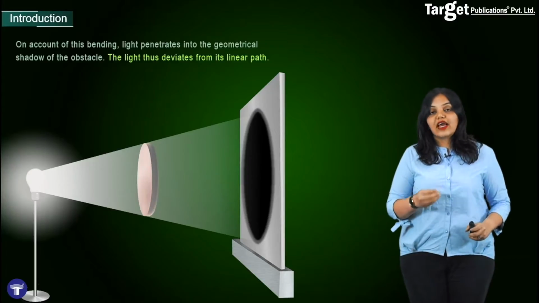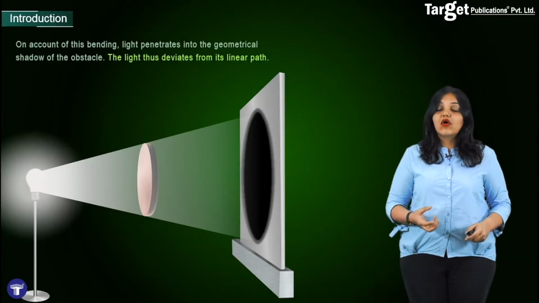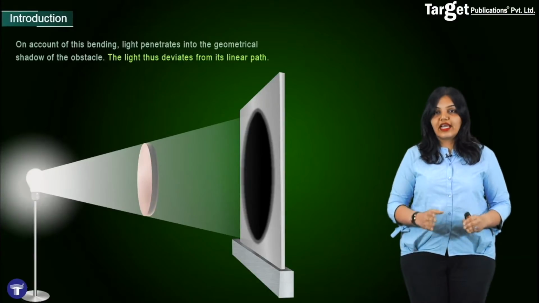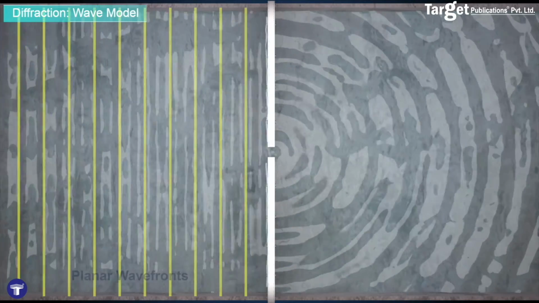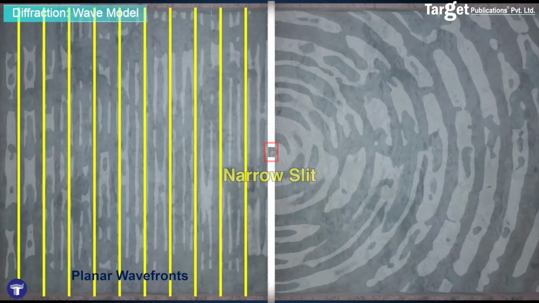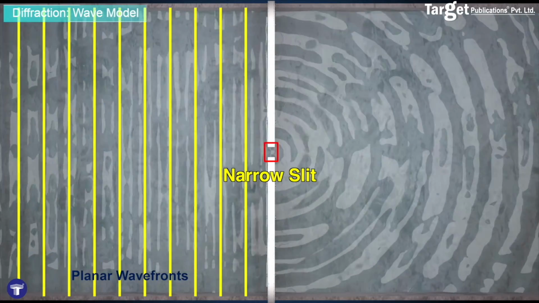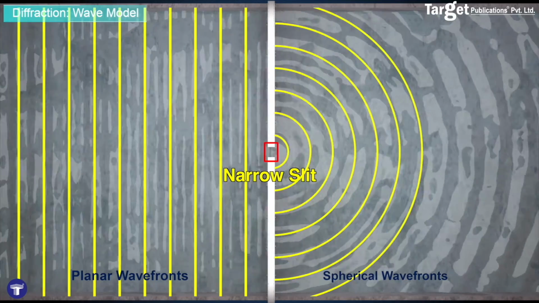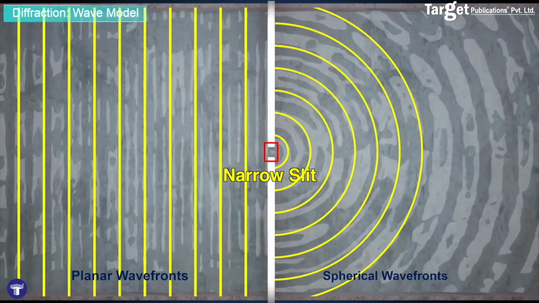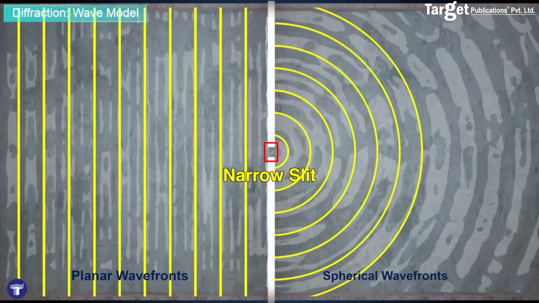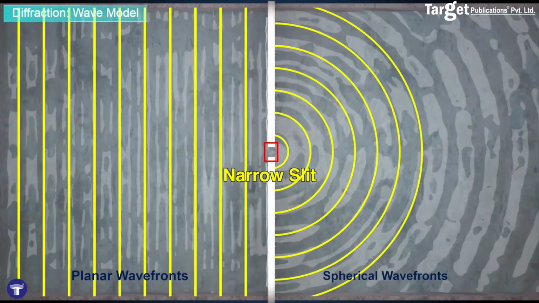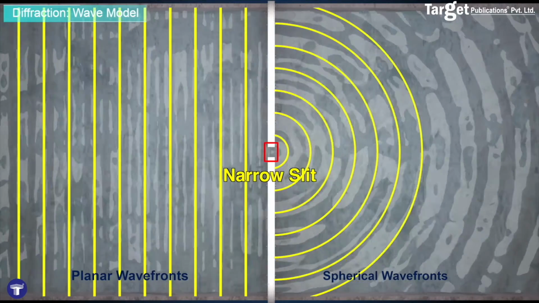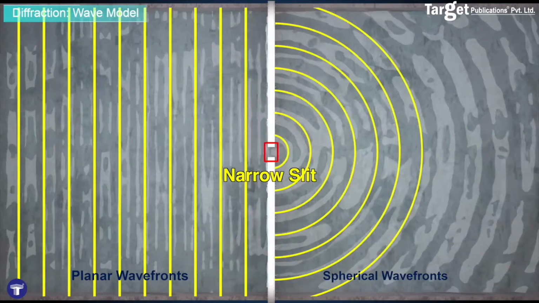Let's now understand the diffraction of light using a simple example of water waves and by applying Huygens principle, that is by using the wave theory of light. Planar wave fronts incident on a narrow slit will transform themselves into spherical wavefronts. This is because every point on the wavefront between the slits acts as a secondary source of waves. Here we are assuming that the slit is so narrow that there is only a single secondary point source. However, in reality, the slit will be made up of many such secondary sources.